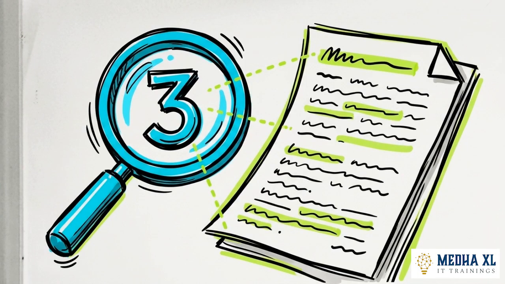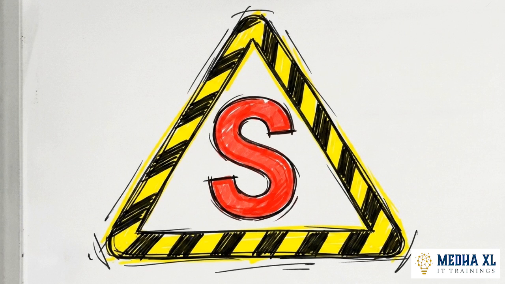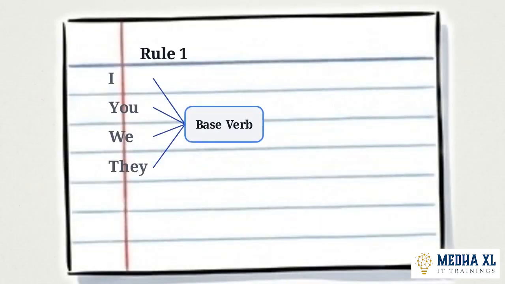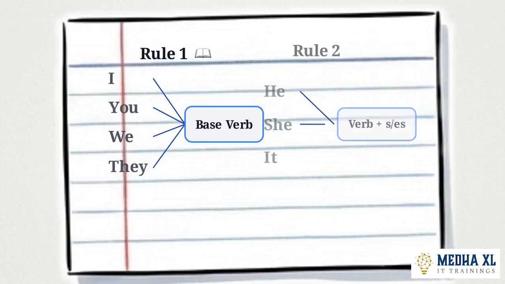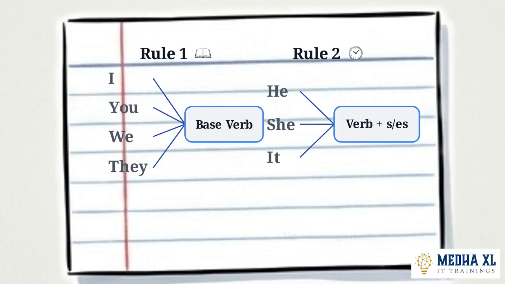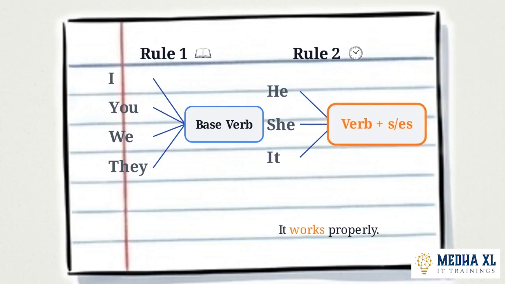We need to navigate the primary failure point for this tense, the S trap, where speakers incorrectly add or omit the letter S on their verbs. This logic board outlines 2 rules. Rule 1. First person and plural pronouns map directly to the base form of the verb without an S. Rule 2. Third person singular pronouns, he, she, or it, must connect to a verb with an S added.